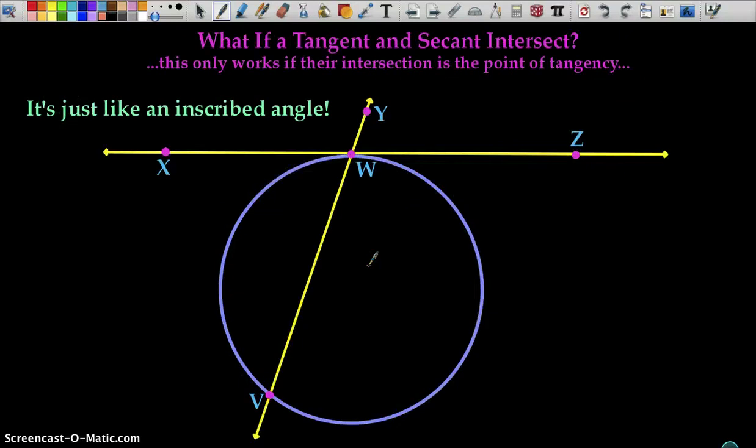Wrong way, sorry. Okay, now if you have a tangent and a secant intersect, now this is only when their intersection is the point of tangency. Okay, very important that you remember that. W in this case is the point of tangency.